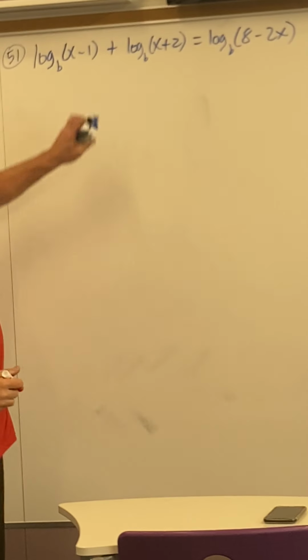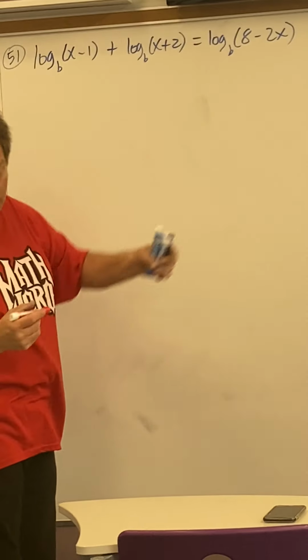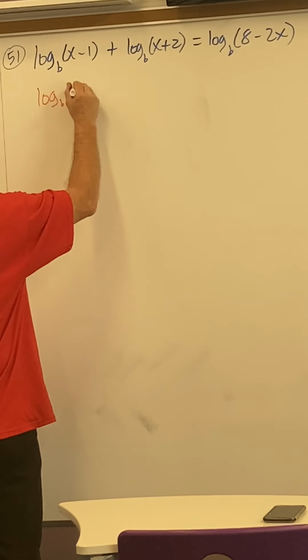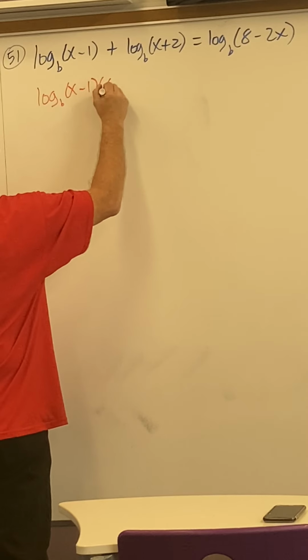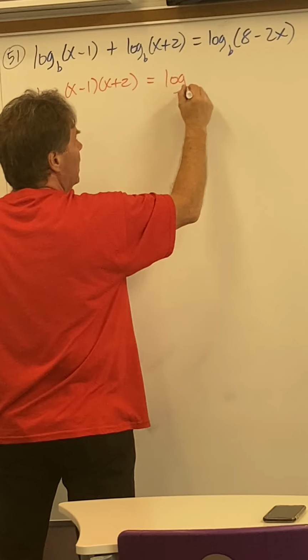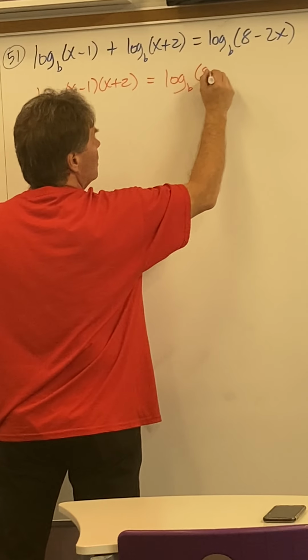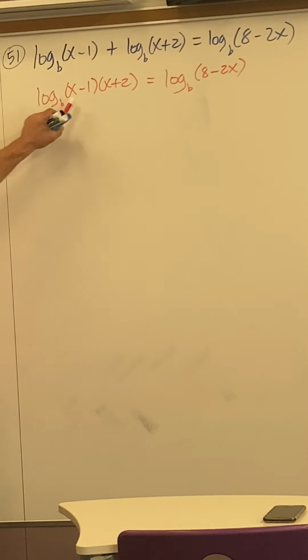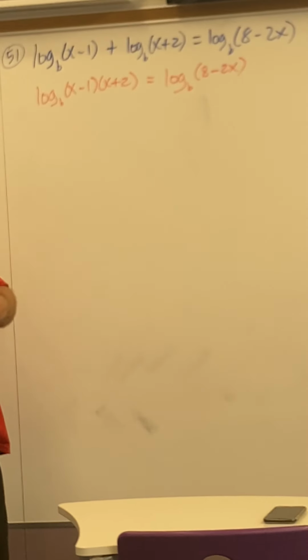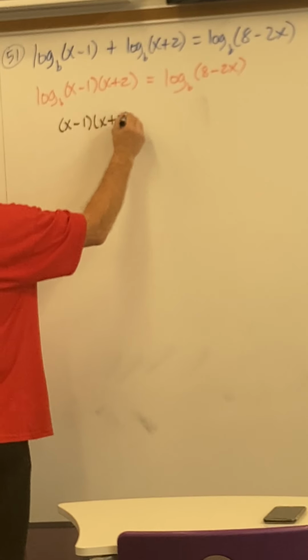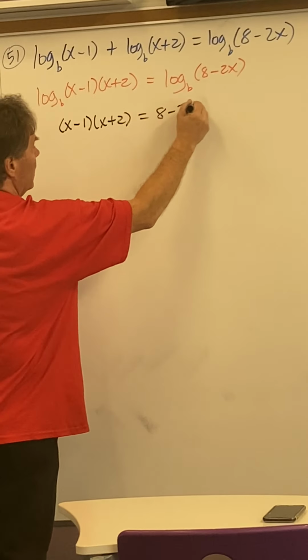squeeze the stuff together. Look, it's a plus, so I can squeeze those guys together. But it's log base b, Mr. Ferrari. How do I deal with log base b? You don't have to deal with a log base b because we're going to throw the logs away. So don't worry that it's base b instead of some other actual number. Because look, log base b of this is the same as log base b of this. We can drop the logs, and beauty happens. x minus 1 times x plus 2 equals 8 minus 2x.